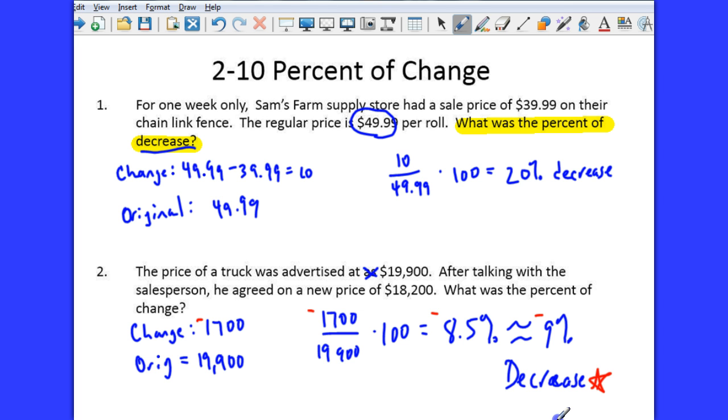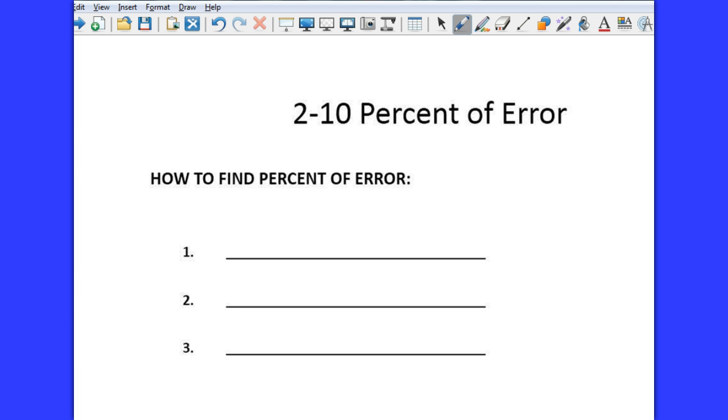Well, if you turn your paper over, you see this page, percent of error. Now, interesting thing about percent of error, it's almost exactly the same thing. It's the same idea we're finding here. To find the percent of error, the steps are almost the same. This would be like if I guessed something and we figure out I missed it by this much, we could say, what was that percent of error? Well, the first thing that you have to do is find what the error was, the amount of error. Find error amount.